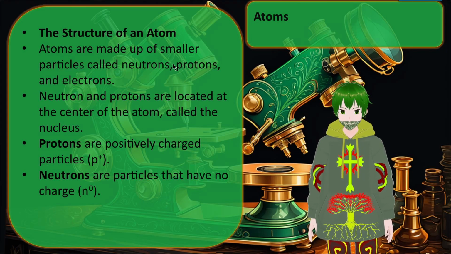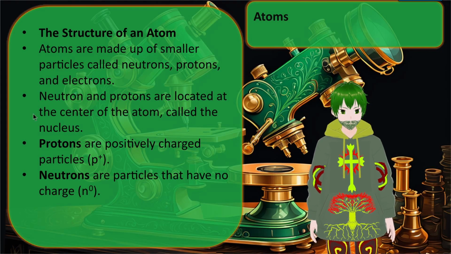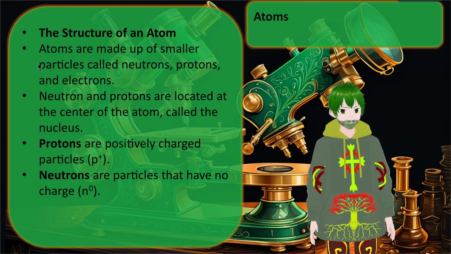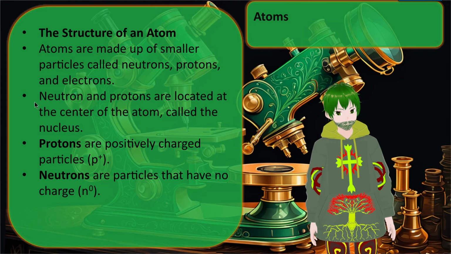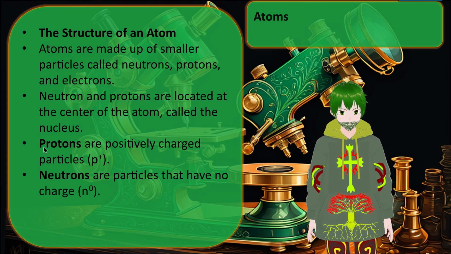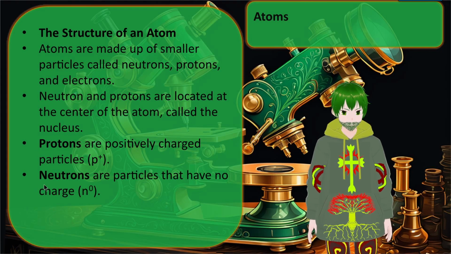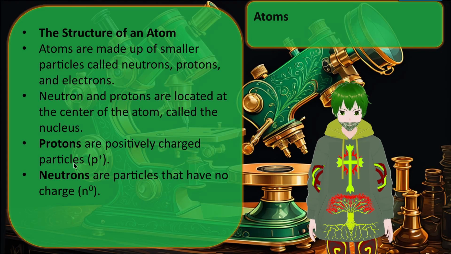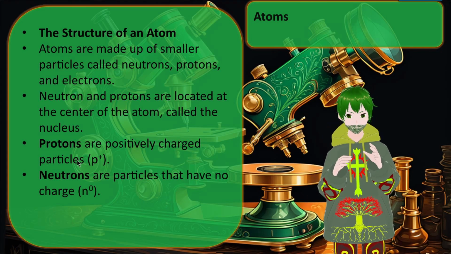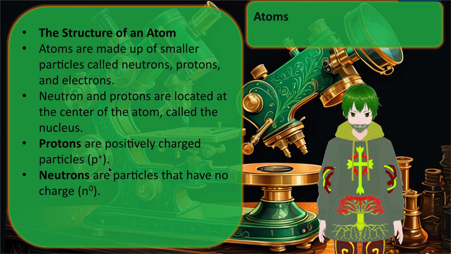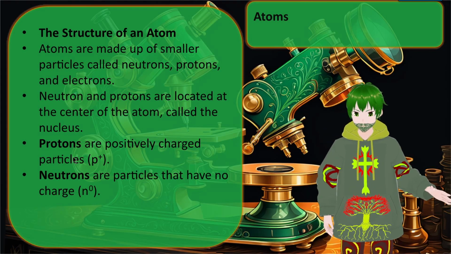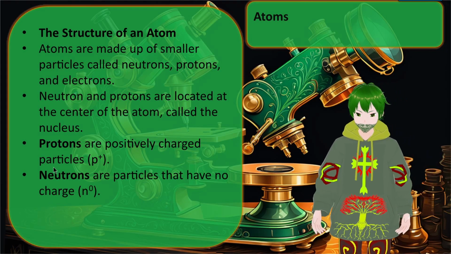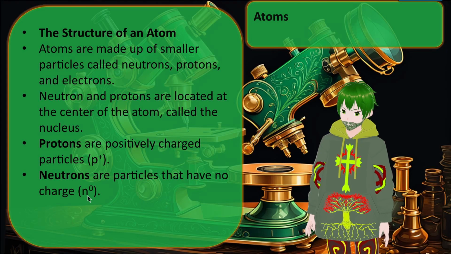Now, looking at the structure of an atom, there are two main parts. There's the nucleus, and then there's electron orbitals outside of the nucleus. The nucleus is what's in the middle, and it is composed of protons and neutrons. Protons have a positive charge, and that just means that they have an attraction to negative things. Neutrons have the same mass as protons, which is one atomic mass unit, but they have no charge.